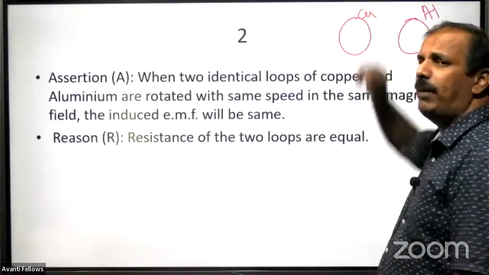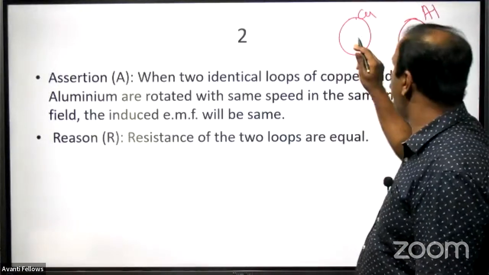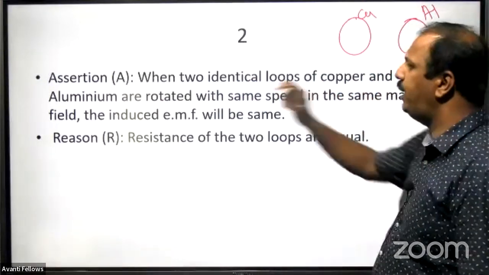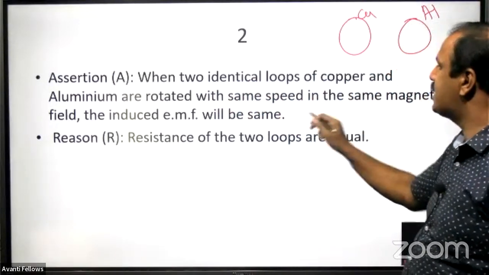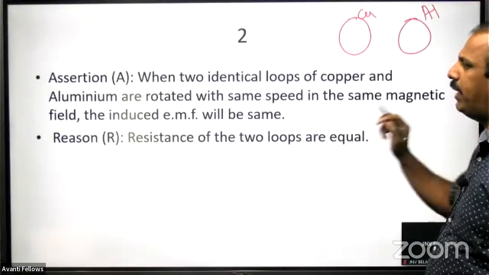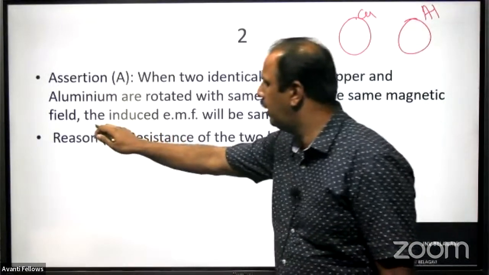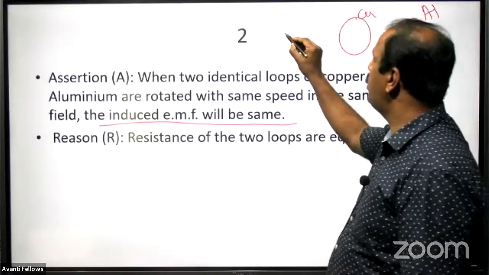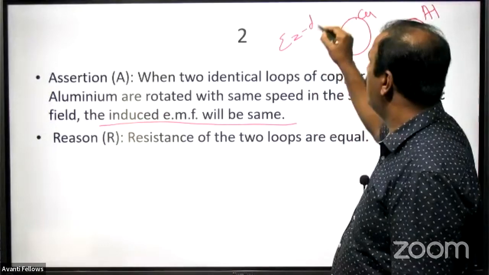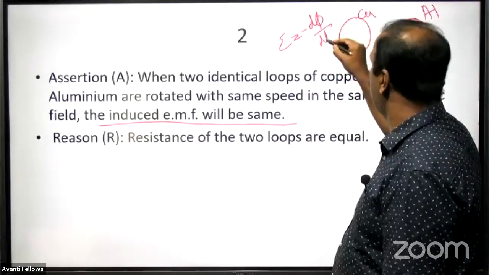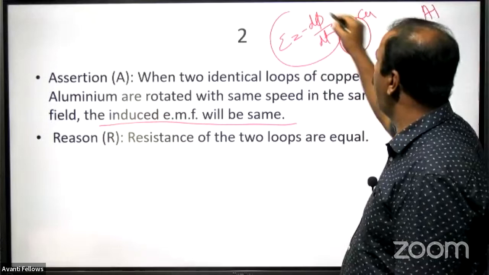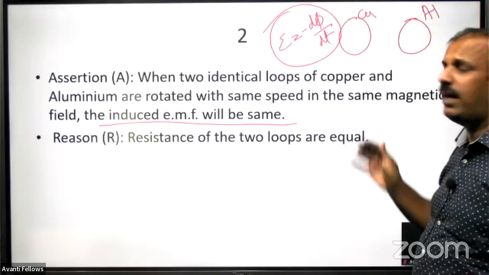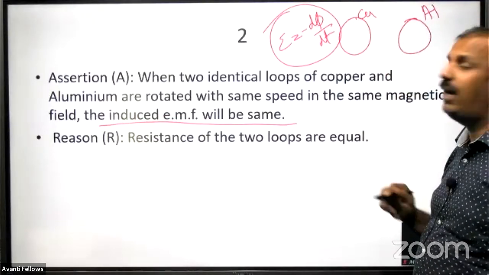And they are rotating in a magnetic field. When two identical loops of copper and aluminium are rotated with the same speed in the same magnetic field, the induced EMF will be the same. So you see here, our induced EMF E will be minus d phi by dt. Nothing here is related to the material. Whether it is aluminium or copper, we are discussing only the flux.